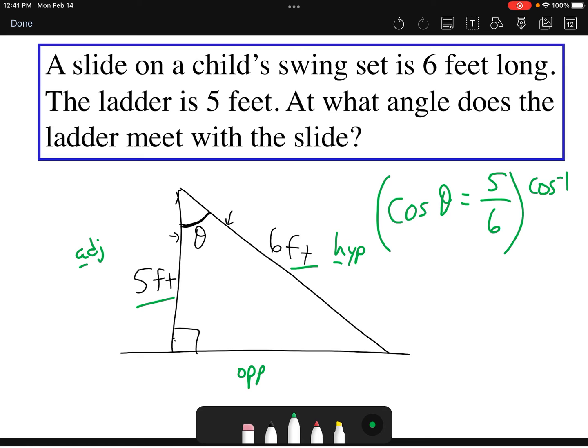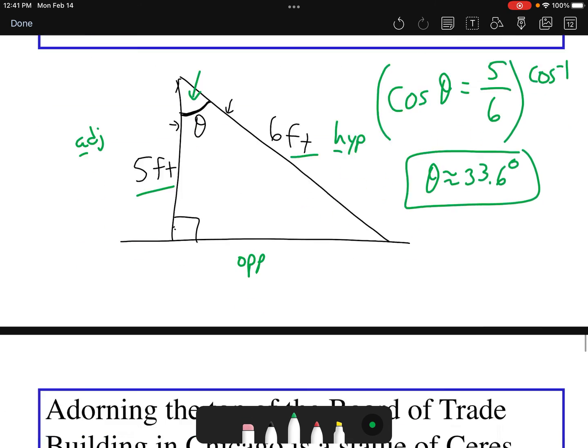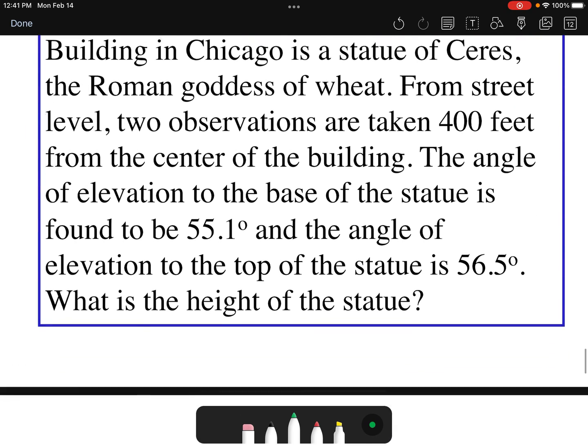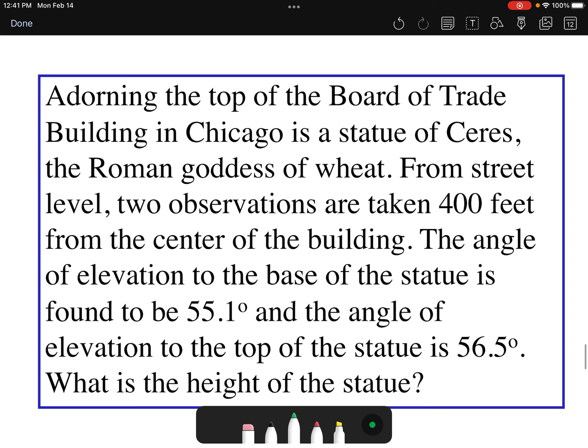Now, we know this. We just took a test on it not long ago. So the inverse cosine of 5/6 is what we're looking for. So that angle is about 33.6 degrees, or about 34 degrees between the ladder and the slide. Okay, so we can find angles as well using trig, right triangle trig. And here's a great example of that.